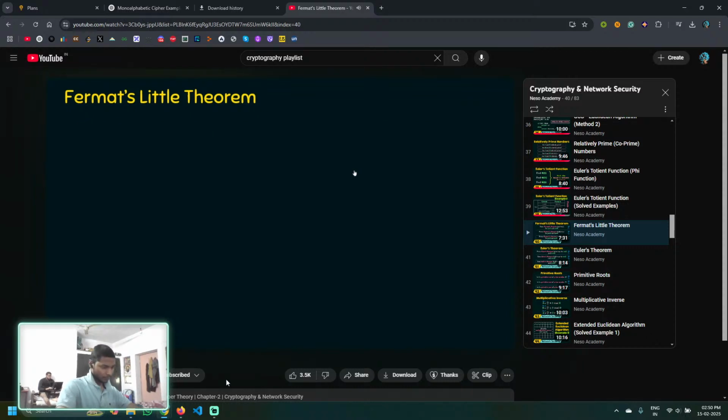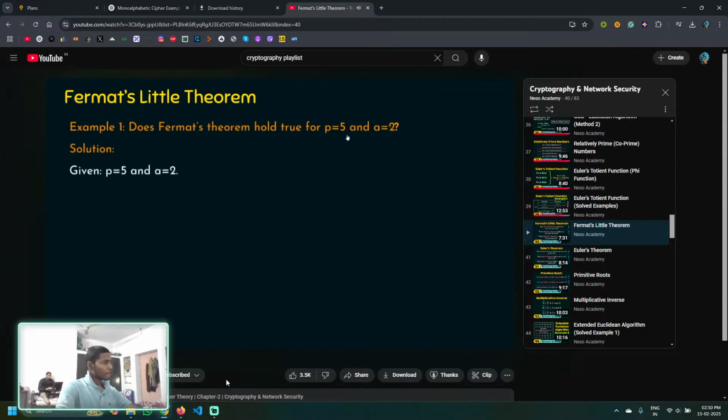Let's dive into example number 1. Does Fermat's theorem hold true for p is equal to 5 and a is equal to 2? We are required to check whether Fermat's theorem holds true for these values. Let's solve this now. What is the given information? p is equal to 5 and a is equal to 2. So we have the prime number as 5 and a is equal to 2.